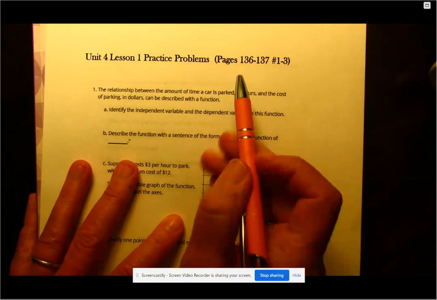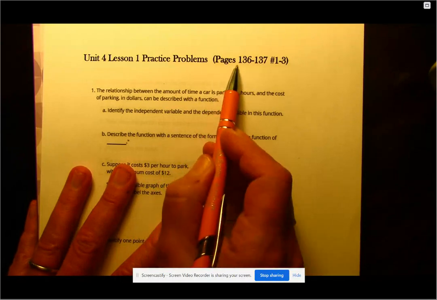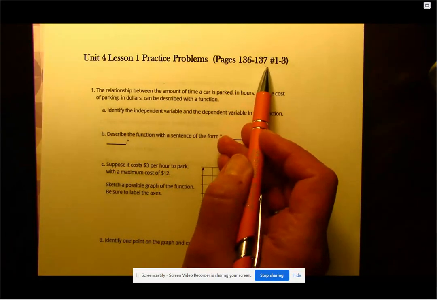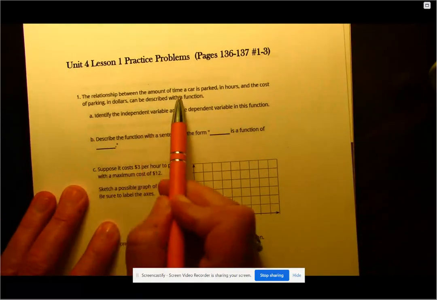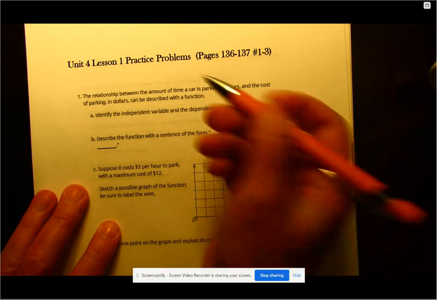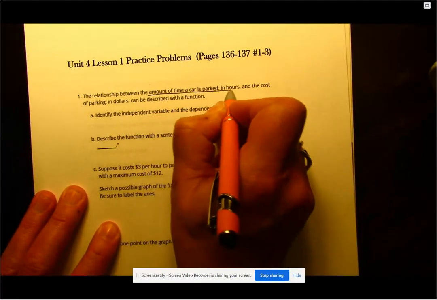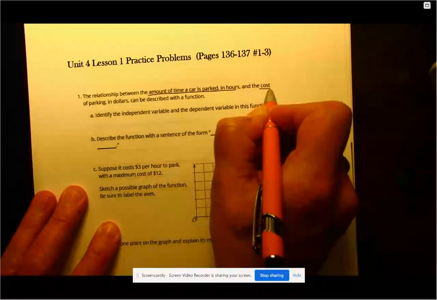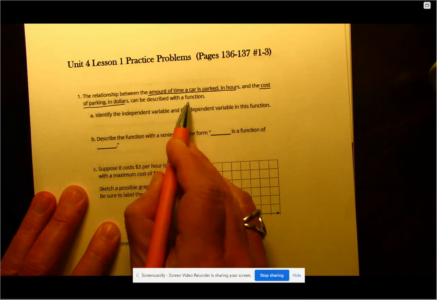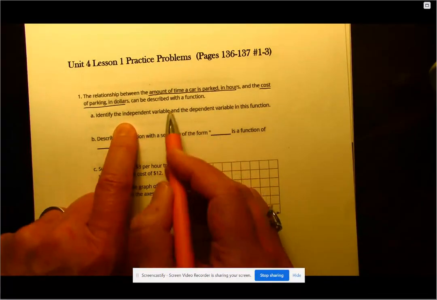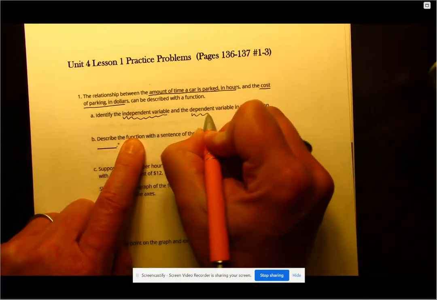Okay, this comes from your book, Units 3 through 5 book, Algebra 1, pages 136 to 137, numbers 1 through 3. All right, so the relationship between the amount of time a car is parked in hours and the cost of parking in dollars can be described with a function. Okay, identify the independent variable and the dependent variable.